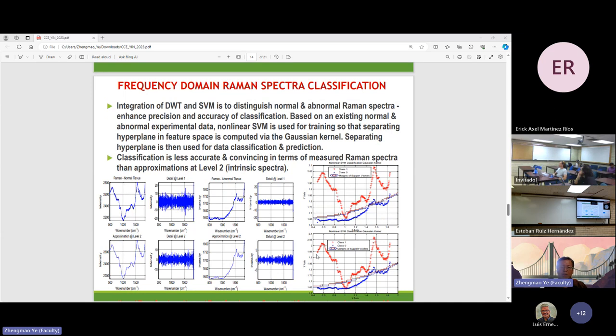Once again, the integration of DWT and SVM is to distinguish between the normal Raman spectrum and the abnormal Raman spectrum, and to enhance the precision and accuracy of classification. Based on the existing normal and abnormal experimental data, the nonlinear SVM is used for training so that the separating hyperplane in the feature space is computed using the Gaussian kernel. The separating hyperplane is then used for data classification and prediction. Now the classification is less accurate and convincing in terms of the measured Raman spectrum than the approximation at level 2, which represents the intrinsic spectrum.